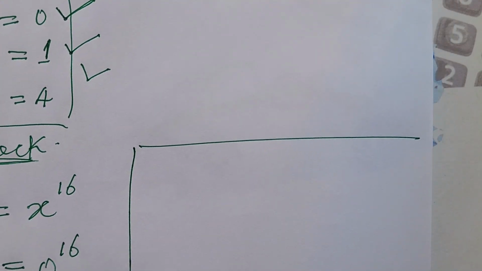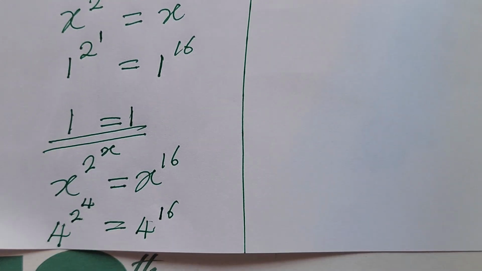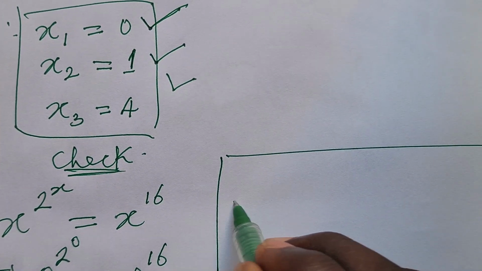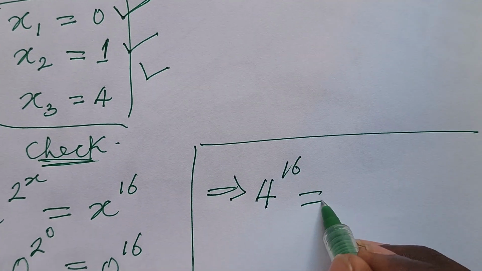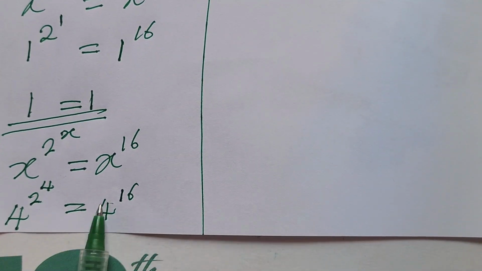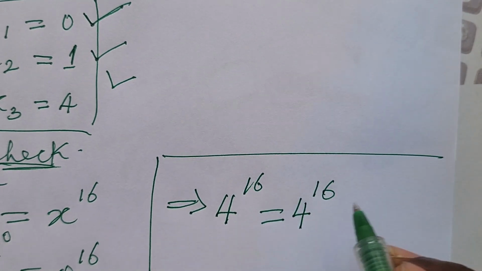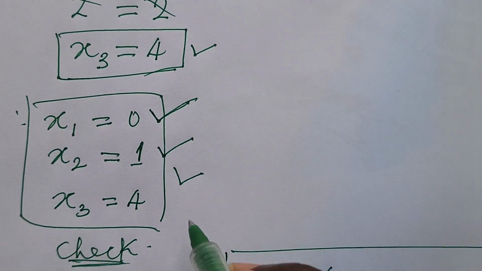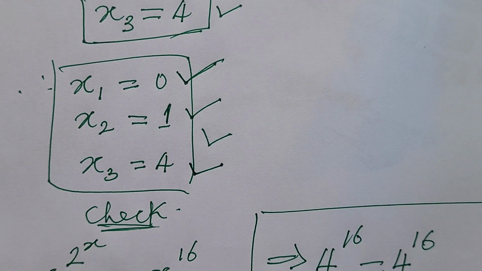Let's look carefully here. What is 2 to the power of 4? It is 16. So we can now rewrite this, or this now implies that we have 4 to the power of 16 is equal to, on the right hand side, 4 to the power of 16. So we're having 4 to the power of 16 equal to 4 to the power of 16, which shows that this answer also satisfies the original equation.